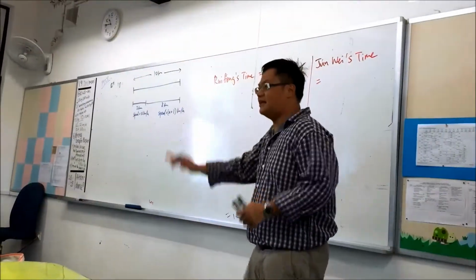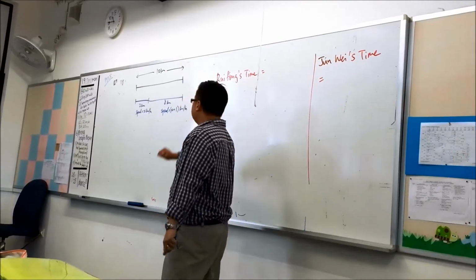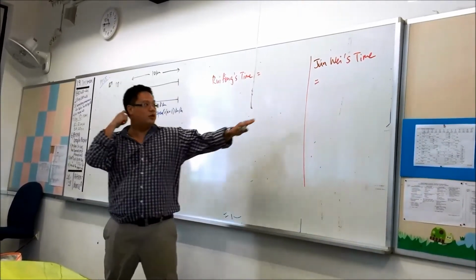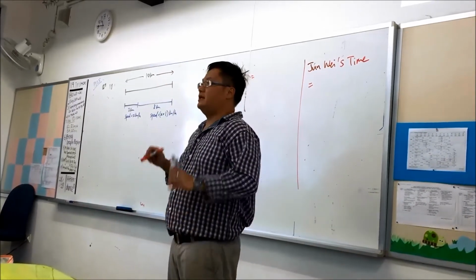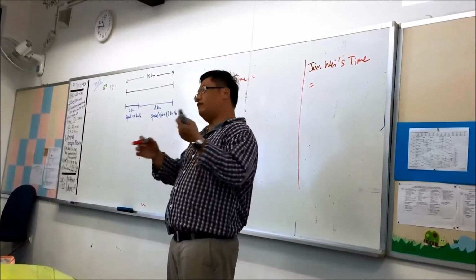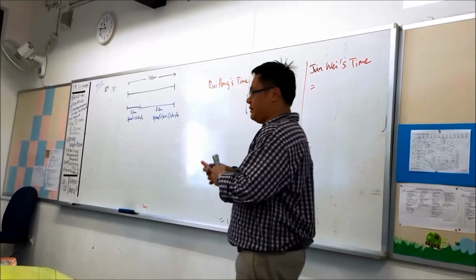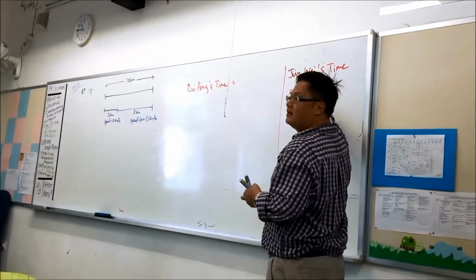Are you done? Can I start? Okay, watch here. We do Jin Wei's one. Jin Wei is easier. For the whole journey, his speed was x. So if the distance is 10 kilometers, what is his time? Calculate. 10 over x.